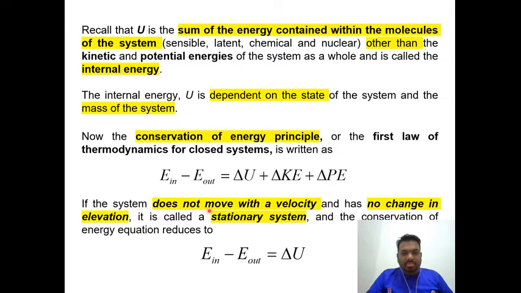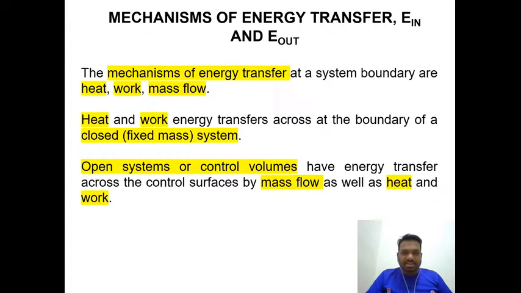So if the system is not moving forward or at a different height, the changes in the kinetic energy and changes in the potential energy become zero. If KE and PE become zero, finally in this equation you only have this form: E in minus E out equals changes in the internal energy. We call it a stationary system. Okay, so we need to understand that.